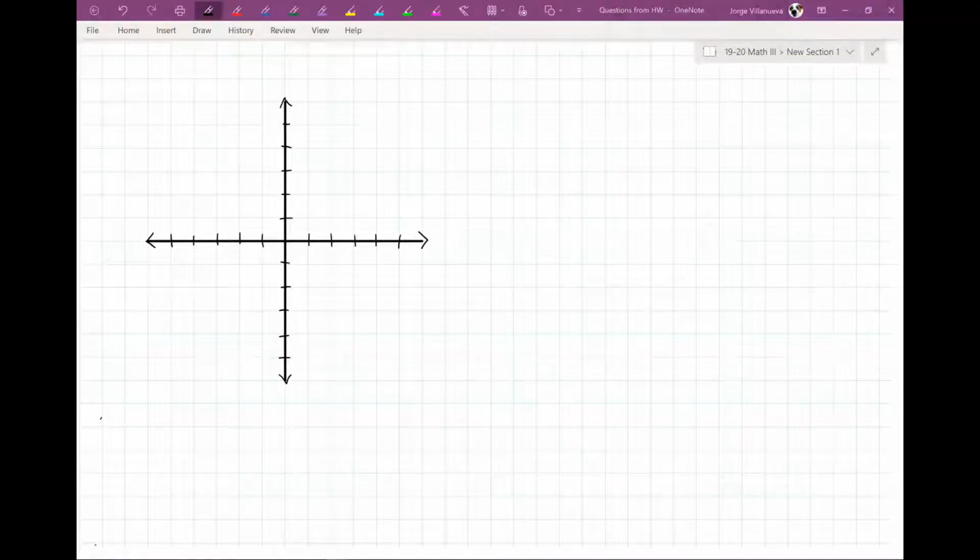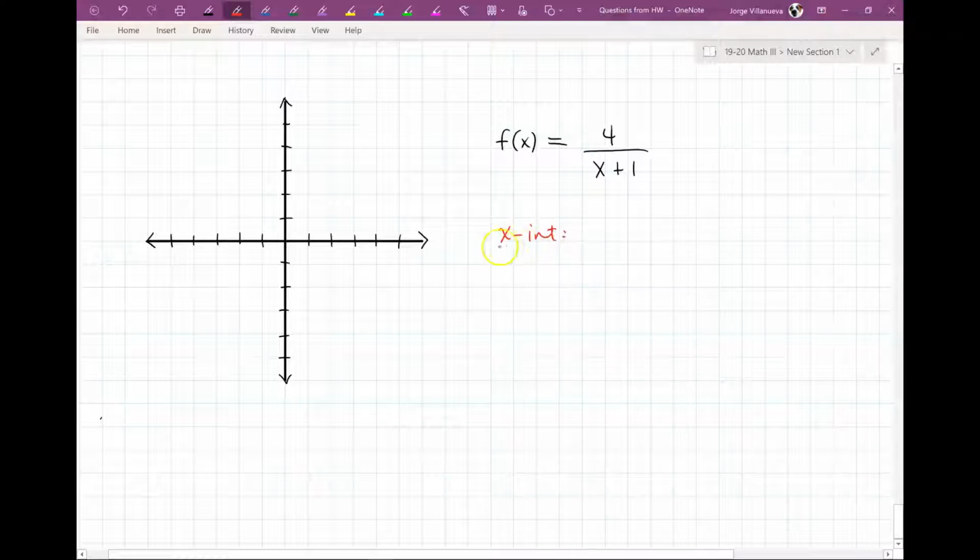Hey guys, I just wanted to give you a little insight into maybe what's going on with your lessons in lesson 5 on ALEKS. There's a graph right there, and what I'm going to do is graph this function here, f of x equals 4 over x plus 1, okay? So what I had told you guys to do is to find the x and y intercepts, right? So let's do that. X-intercept and the y-intercept.